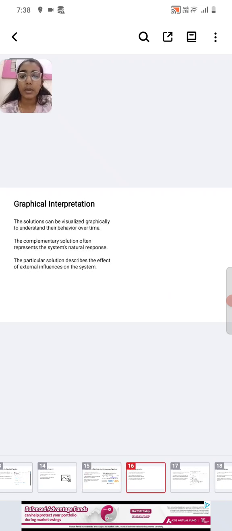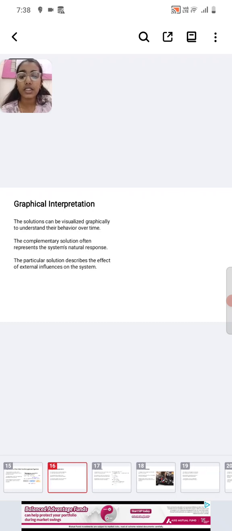Next is graphical interpretation. The solutions can be visualized graphically to understand their behavior over time. The complementary solution often represents the system's natural response. The particular solution describes the effect of external influence on the system.